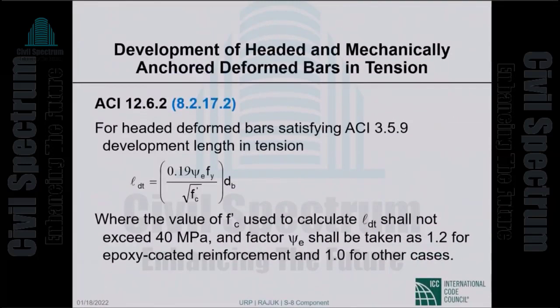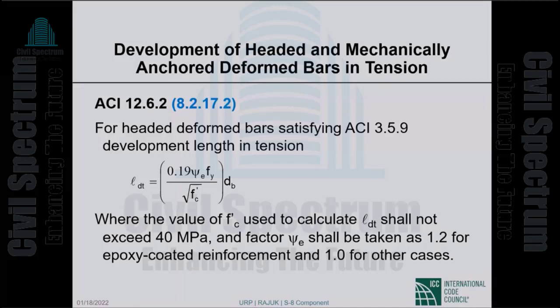So for headed deformed bars satisfying 25.9, development length in tension is as shown by the expression, again, f sub y, f sub c prime, psi sub e, and bar diameter, where the value of f sub c prime used to calculate L sub dt shall not exceed 40 MPa. This we haven't come across before, but with headed bars, we are imposing this limit. The factor psi sub e, the epoxy-coated factor, shall be taken as 1.2 for epoxy-coated reinforcement and 1.0 for other cases.